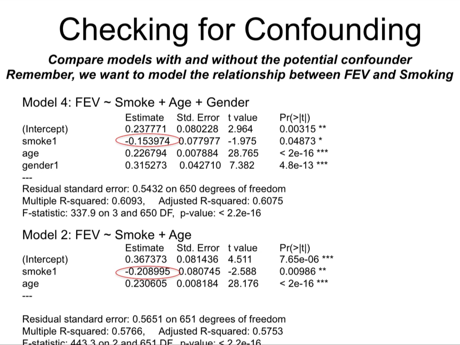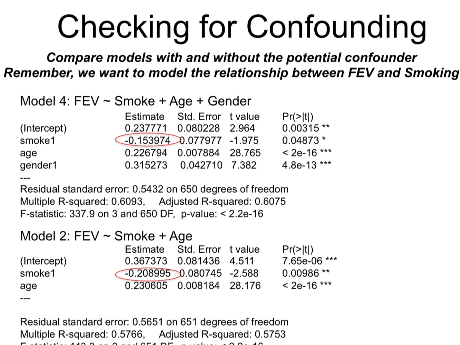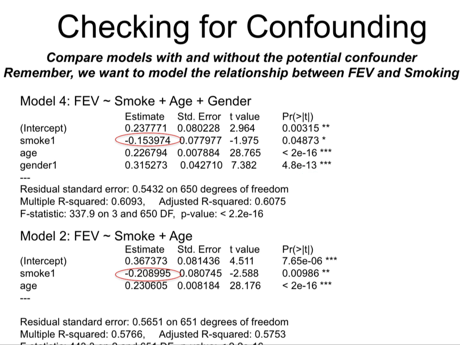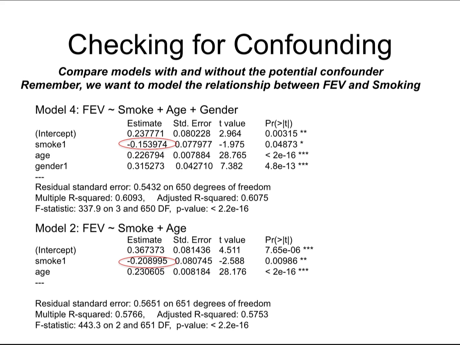Our new model output is shown on the top with gender added, and our previous model is shown on the bottom. Remember that because we're interested in the relationship between smoking and FEV, we look at how the beta for smoking changes with the addition of gender. So let's compare the change in beta 1. 0.21 minus 0.15 divided by 0.21 equals 0.29. So our estimate of beta 1 decreased by about 29%. It looks like gender is a confounder, and this makes sense theoretically and statistically. So we would conclude that we should adjust for gender by keeping this in our regression model.